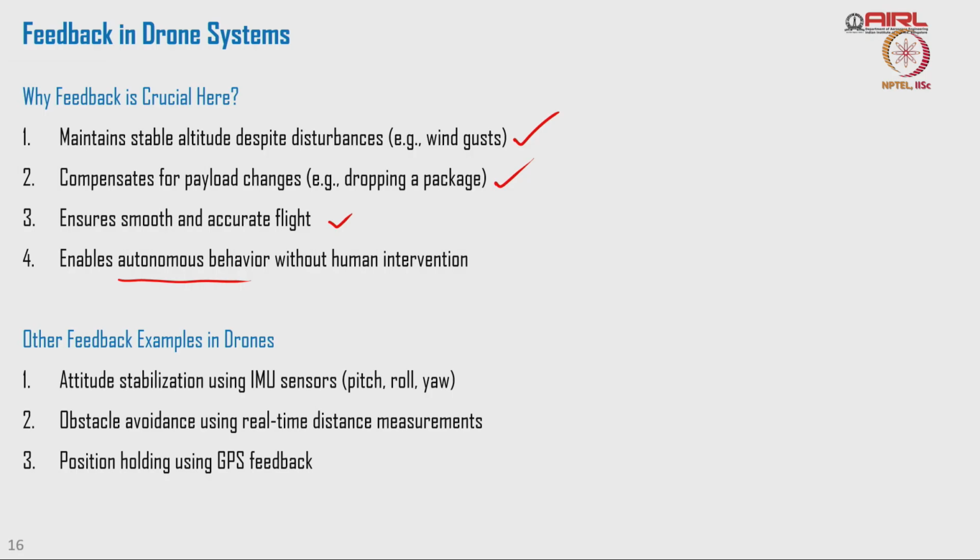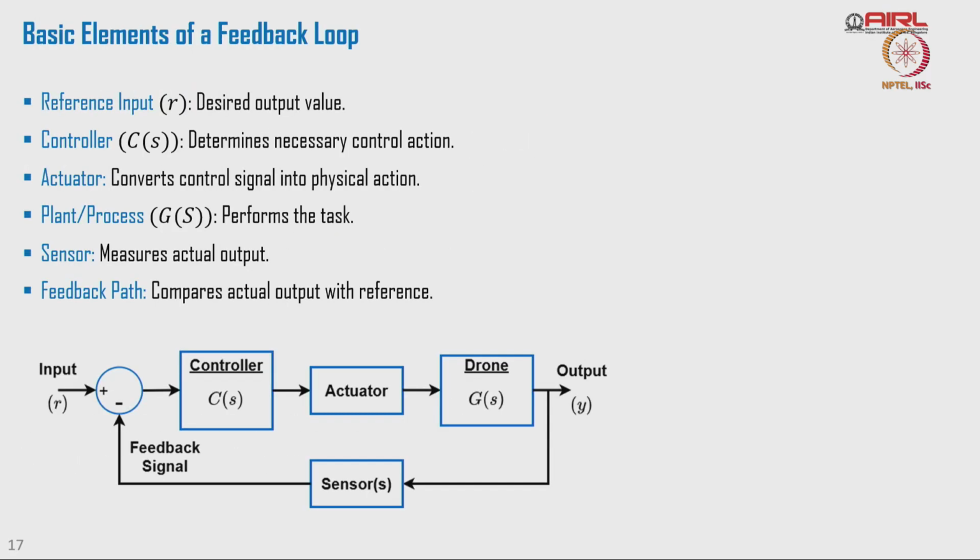Okay. There are some other feedback examples in drones which we are not discussing here, but you can go through the reading materials. These are attitude stabilization using IMU sensors. Attitude stabilization means pitch, roll and yaw stabilization. Then there is obstacle avoidance using range distance measurements. Then there is position holding using GPS feedback, something like this. Okay. So, now we are more or less familiar with the basic elements of a feedback loop.